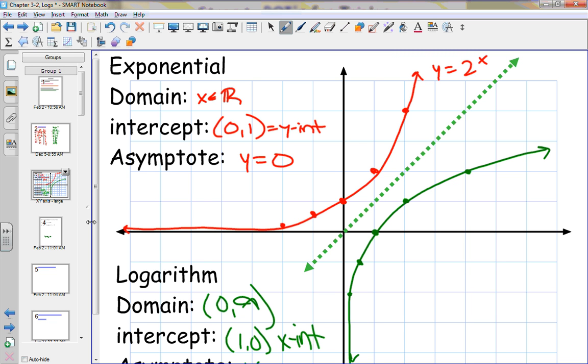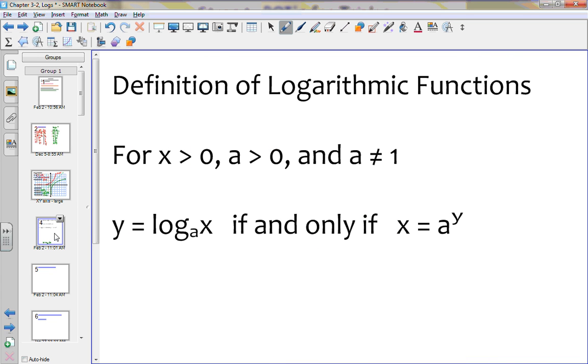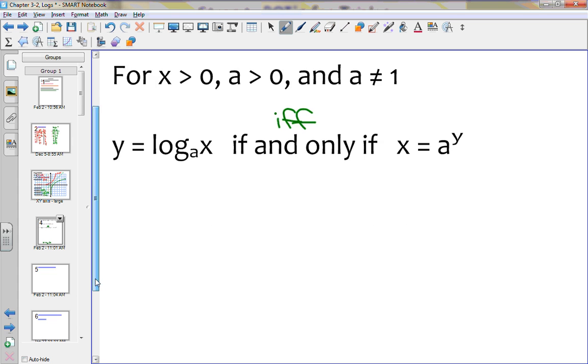Okay? All right. Now, the definition of a logarithmic function. For x greater than 0 and a greater than 0, and a cannot be 1, y is equal to log base a of x if and only if x is equal to a to the y. This means absolutely nothing to you until we do examples.